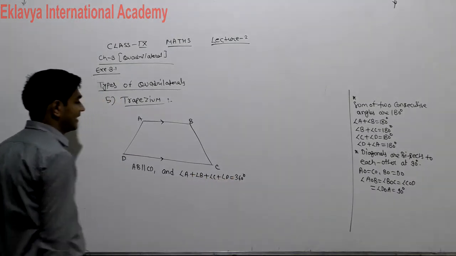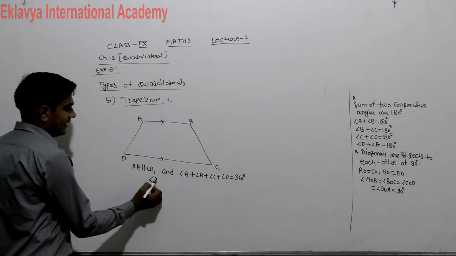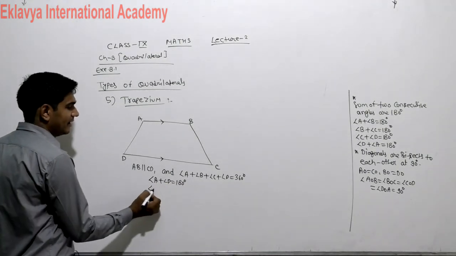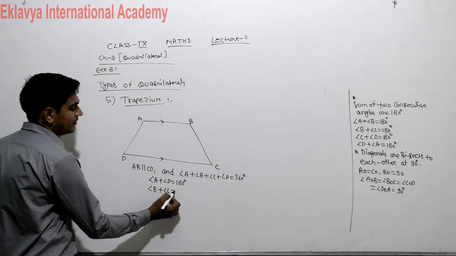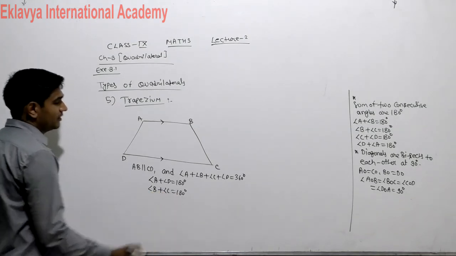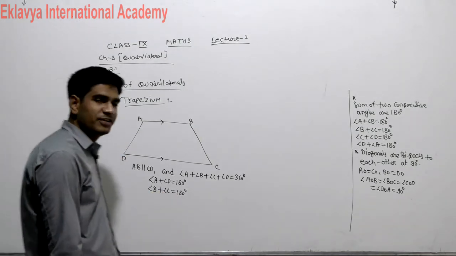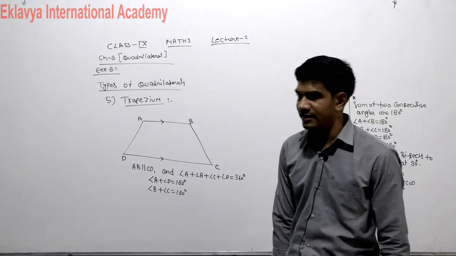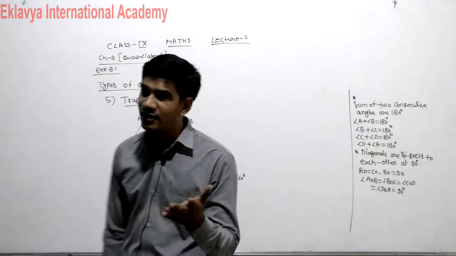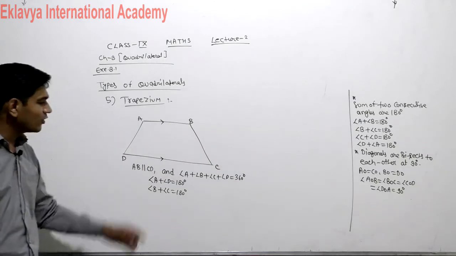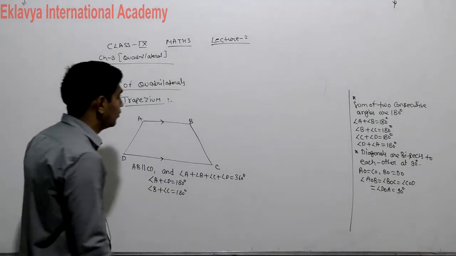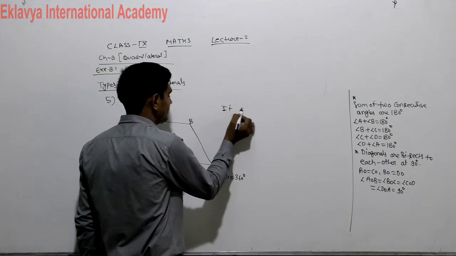360 बनेगा. Second thing is that angle A plus D is 180 degrees and angle B plus C is also 180 degrees because AB is parallel to CD. So using the concept of co-interior angles, co-interior angle के concept से क्या होगा? The sum of co-interior angles is equal to 180 degrees.